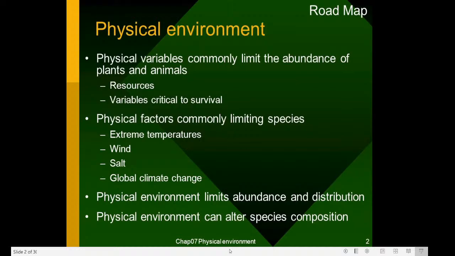The physical environment alters the species composition. For example, fur development in animals is for the cooling temperature change, so they can survive in that particular temperature. Like that, plants also develop their leaves. In the Sahara, the dryland plants develop their leaves for water storage, that kind of thing.